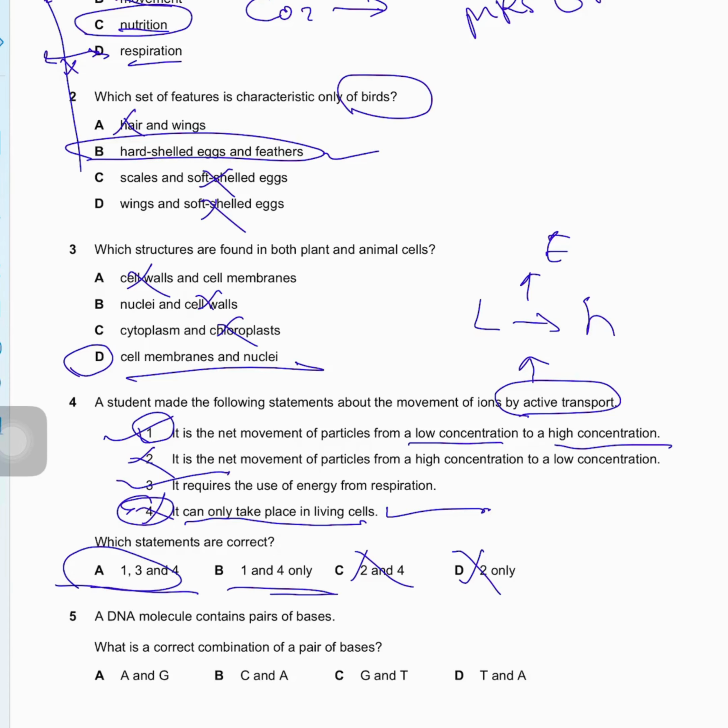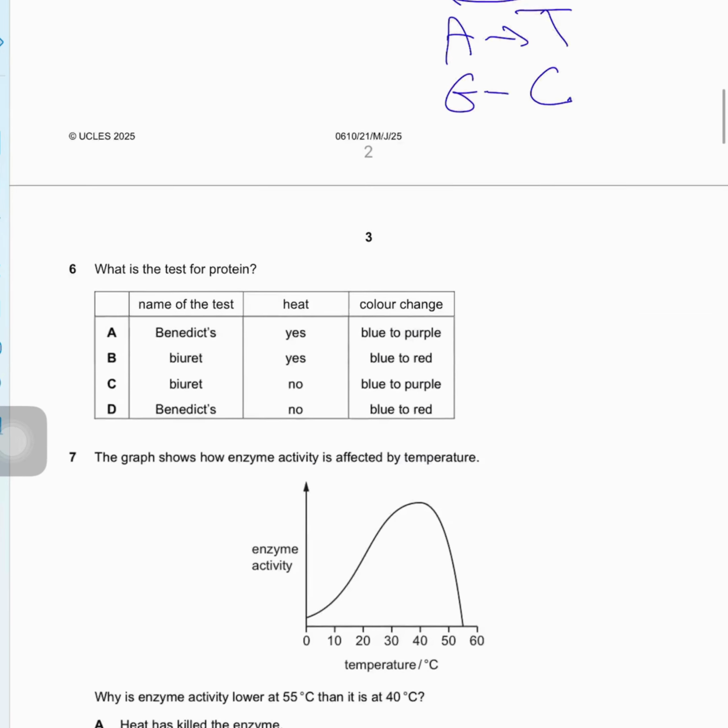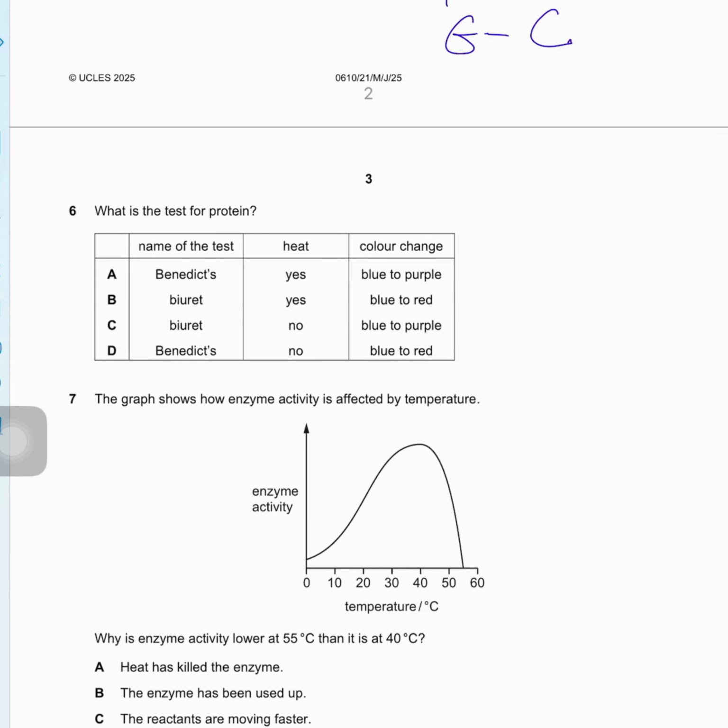Number 5. A DNA molecule contains pairs of bases. Which is the correct combination of pairs of bases? So A, T, G, C. Always consider it like this. So number 5 is D, T and A. Number 6. What is the test for protein? Protein is always biuret. So A and D are wrong, so it's B or C. Do we require heat? No, heat is only for Benedict's. So the answer is C.